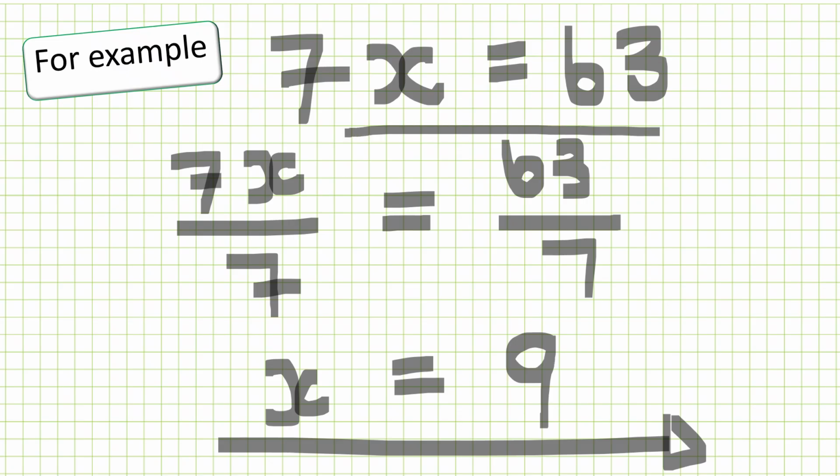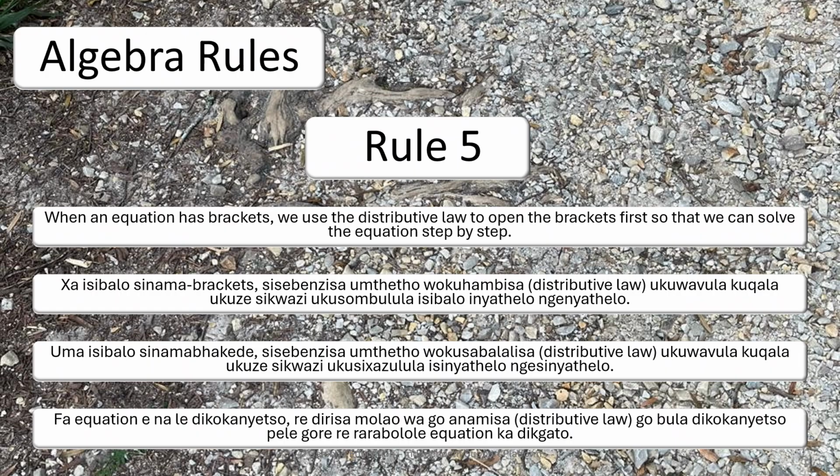7x is equal to 63. I want to get x, the unknown, the variable, on its own. So I say 7x divided by 7 is equal to 63 divided by 7. What I do to the left-hand side, I must do to the right-hand side. Therefore, x is equal to 9. This brings us to another rule.